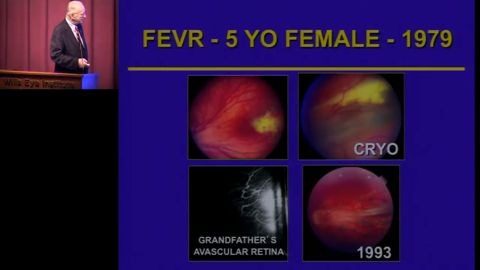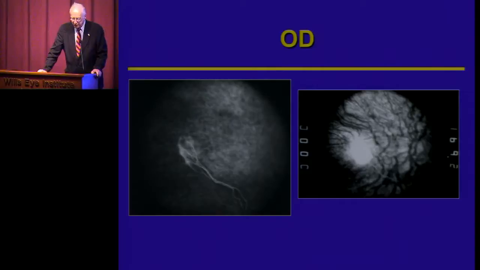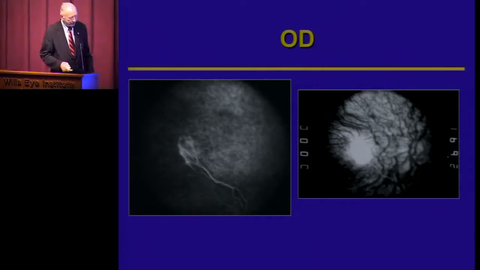So I did cryo, and this is the way she looked several years later. I still see her. This was her grandfather's retina with the fibrillar border and an avascular zone, and her father had the same thing. And this is her fellow eye, the little girl's fellow eye. She had this one proliferative lesion here, which, see it here, which leaks on fluorescein.